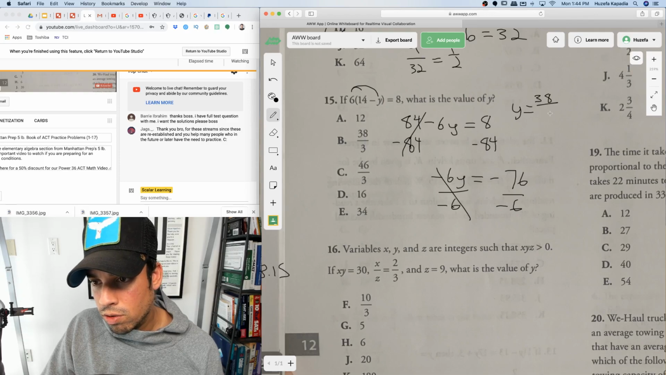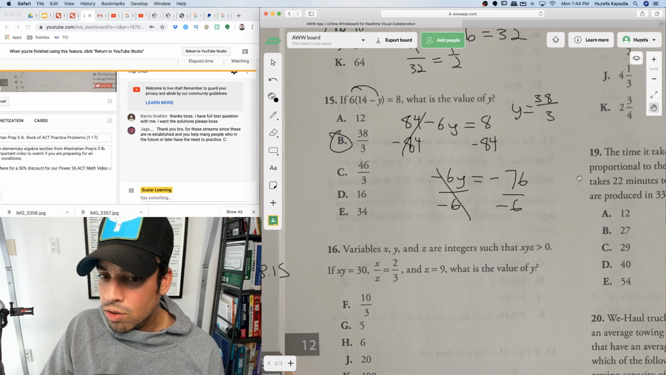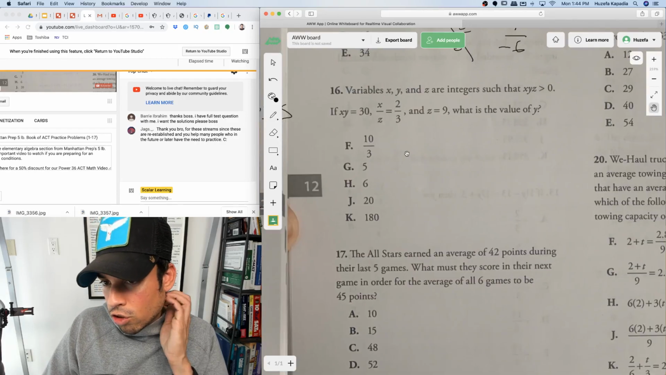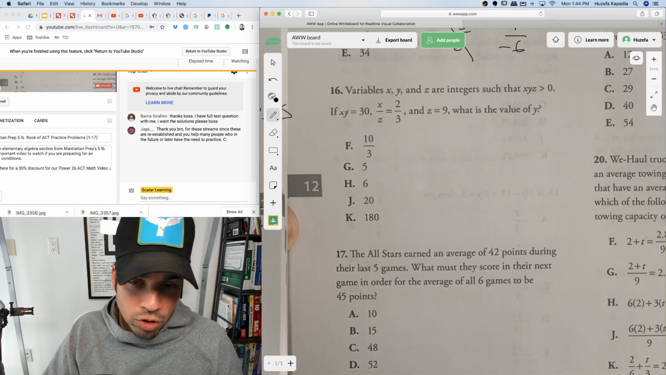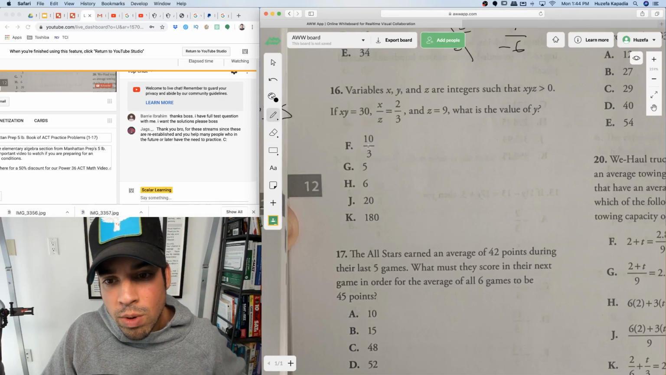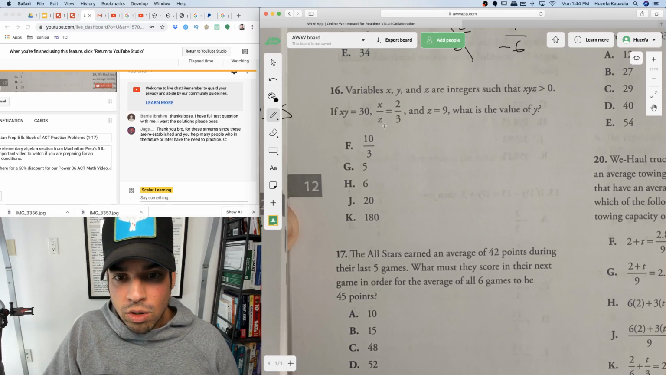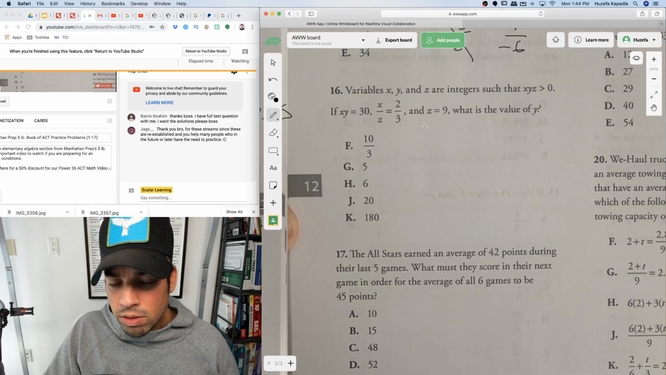38 over 3. Positive. Okay, 2 more. Variables x, y, and z are integers such that x, y, z is greater than 0. Okay, so either they're all positive or 2 are negative, and that's it. x, y equals 30. x over z equals, okay, whatever. This is just like the other one.